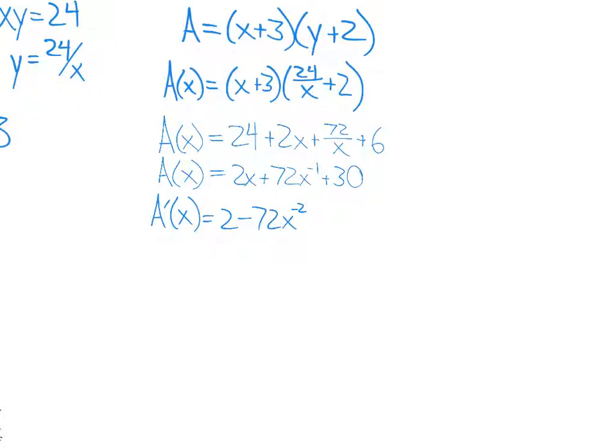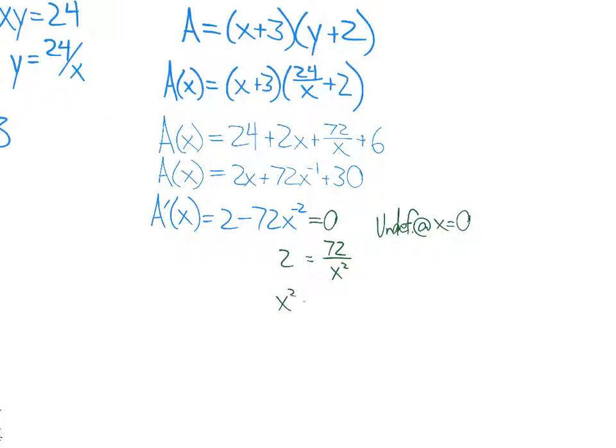And if we're finding a min, we want to find where this is either 0 or undefined. 0. Where is this undefined? Yeah, undefined at 0. How did we get 2 minus 72x to the negative 2? The derivative. Would you bring the x to the bottom, or would you just leave it at the top? Well, it's an x to the negative 2, so we can bring it to the bottom. In fact, I'll do that here and take it to the other side. 72 over x squared has to equal 2.